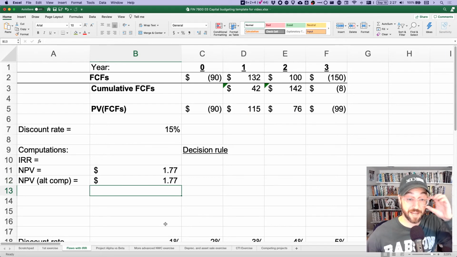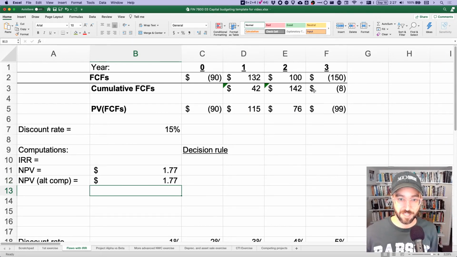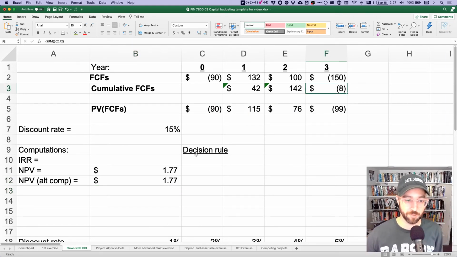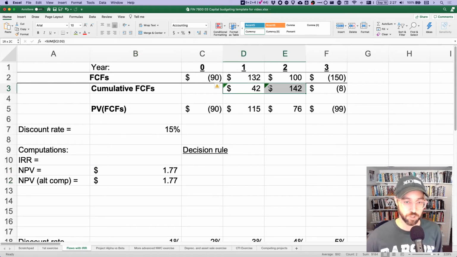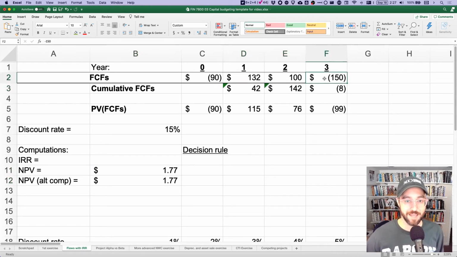So despite the fact that this project is actually destroying cash for the firm at a 15% discount rate, the firm is still willing to destroy $8 million of cash over 3 years because they get benefits in year 1 and year 2. They get short-term benefits that outweigh the $150 million additional, let's say, cleanup cost that they have to pay in year 3.